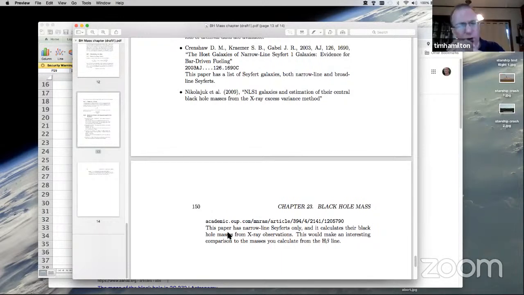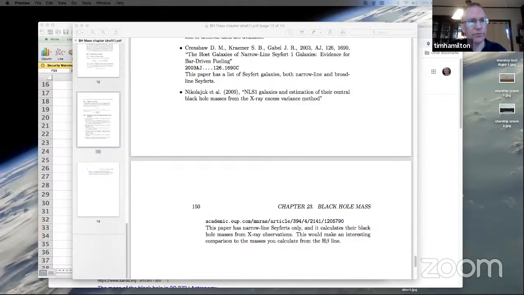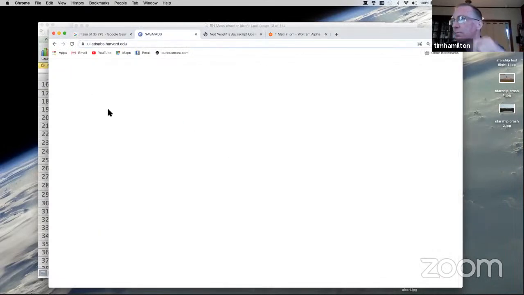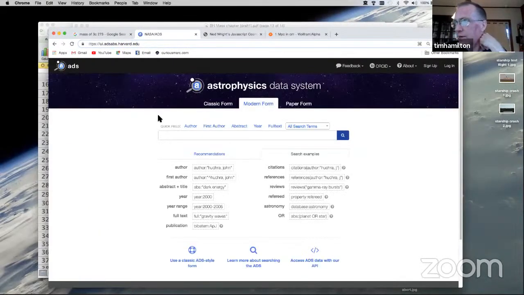Simply do a literature search, where if you go to the NASA Abstract Database Server, adsabs.harvard.edu, okay, they got a new version here. You can do a literature search here by the full text, just any words that are in the text. Although I recommend, to narrow it down, you do a search in the abstract. And so you could put in things like AGN.